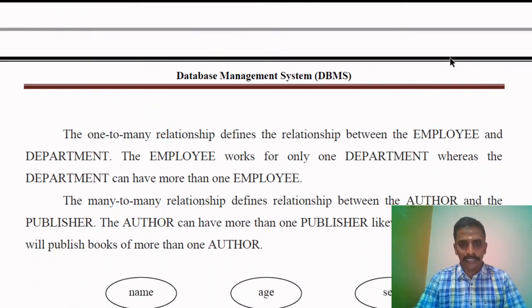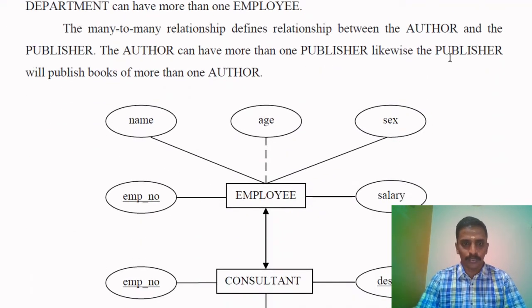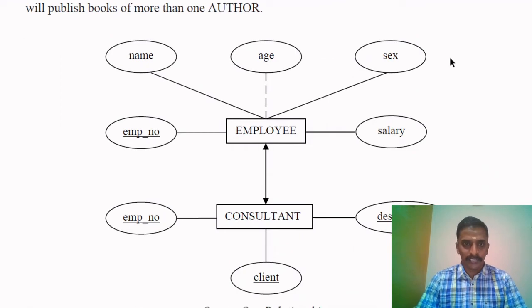The many-to-many relationship defines the relationship between the author and the publisher. The author can have more than one publisher. Likewise, the publisher will publish books of more than one author. It is defined in the below diagram, the one-to-one relationship.